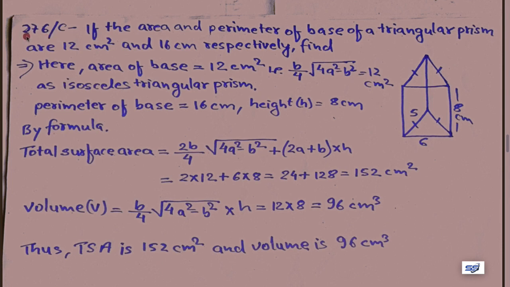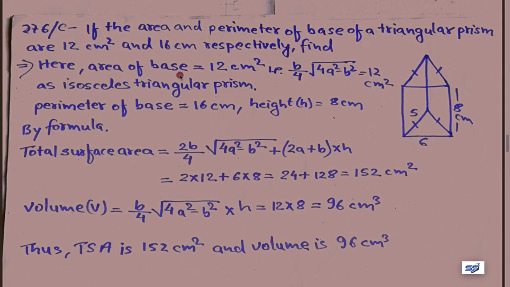Question number 276 upon C. If the area and perimeter of base of a triangular prism are 12 cm square and 16 cm respectively, find. Now this is our prism. In this prism, some information is given in our question. Using all this information and different formulas, we will find the requirement of our question.